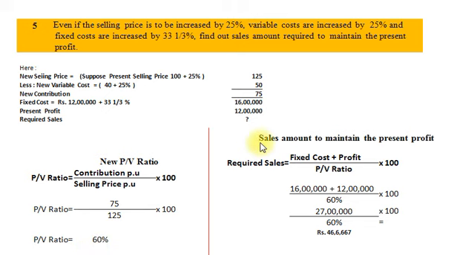And now sales amount to maintain the present profit. Our formula for required sales equal to fixed cost plus profit divided by PV ratio. Fixed cost rupees 16 lakh plus present profit rupees 12 lakh divided by new PV ratio 60%. So it is 28 lakh divided by 60%. So amount comes to 46 lakh 66,667.